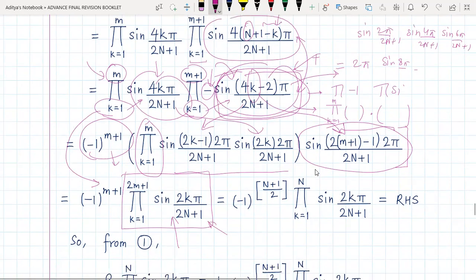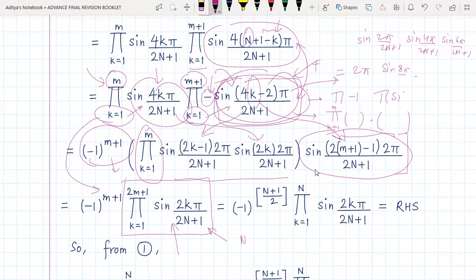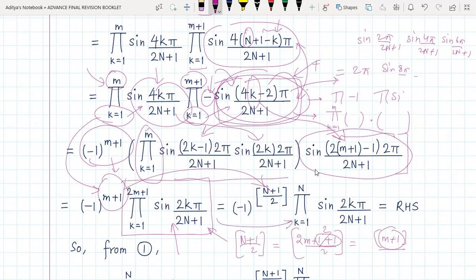Now the thing is, in this case, what would be n plus 1 by 2 greatest integer? That would be equal to n is 2m plus 1, plus 1 by 2 greatest integer. It becomes 1 plus 1 is 2. So it becomes m plus 1 greatest integer, which is m plus 1 only, because this itself is an integer. So indeed, this is equal to this quantity. And the remaining things we have written as it is, just that 2m plus 1 has been replaced by n, which is indeed equal to the RHS.